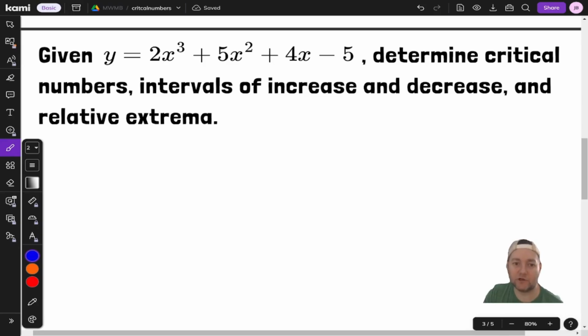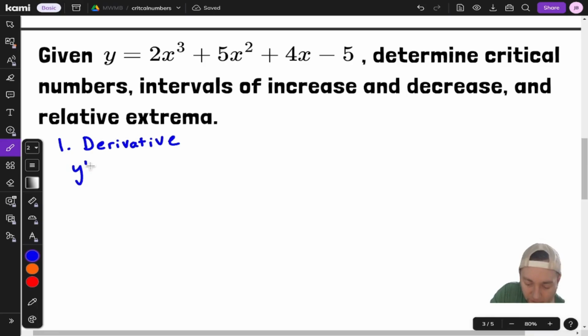So we've got a function here, a cubic, and we're asked to determine the critical numbers, the intervals of increase and decrease, and then the relative extrema. So we're going to do that. The first thing we want to do when we're given a question like this is find the derivative. Right now we don't know anything about the second derivative. We'll talk about that in another video, but in general, if you were going to graph this, the second derivative would also be useful.